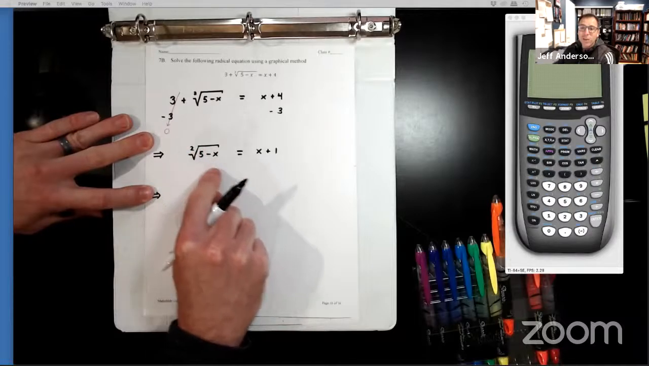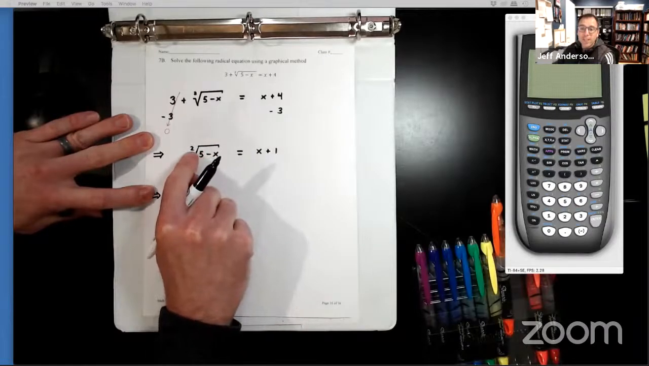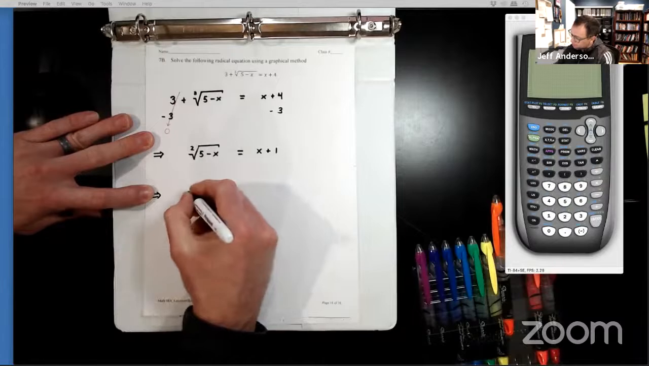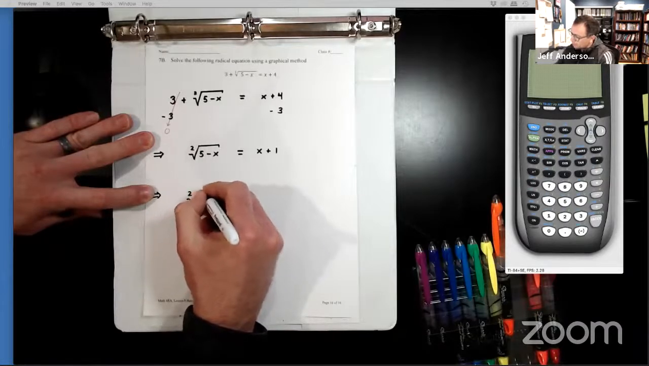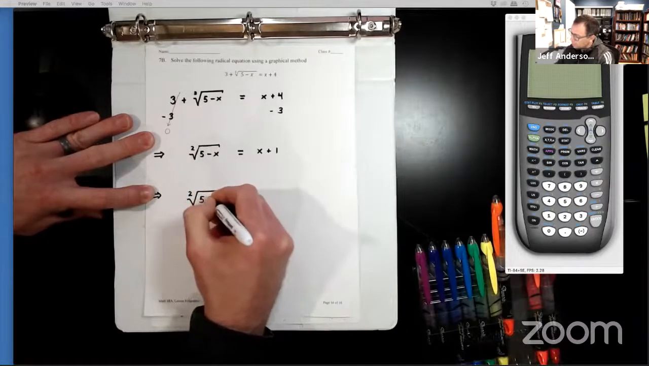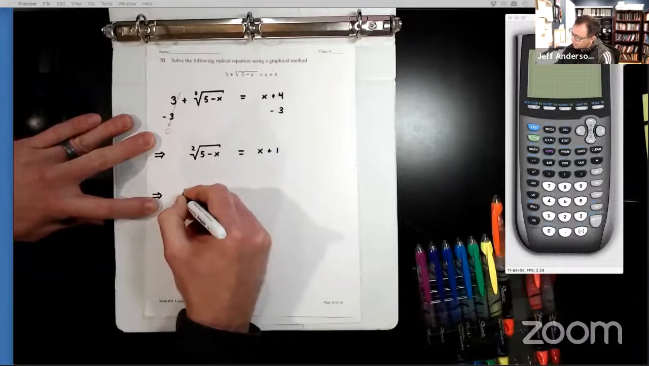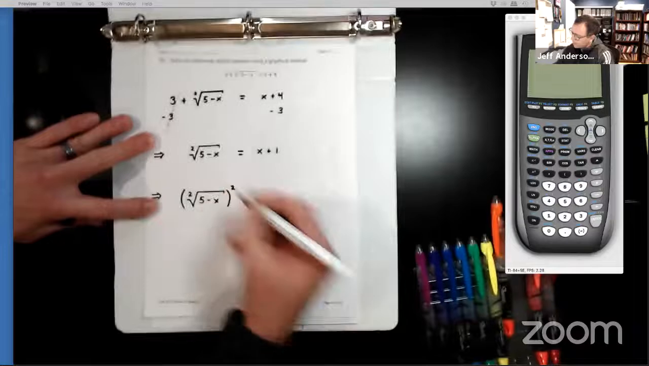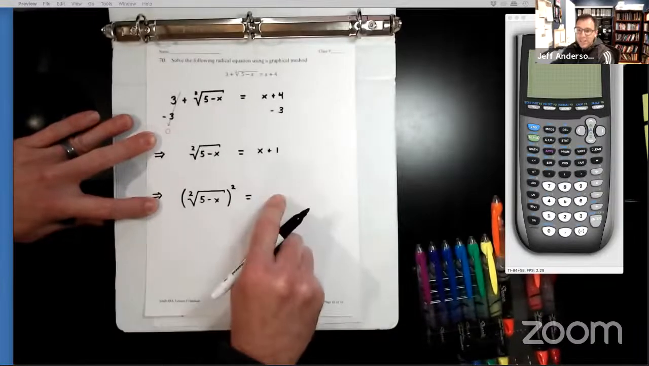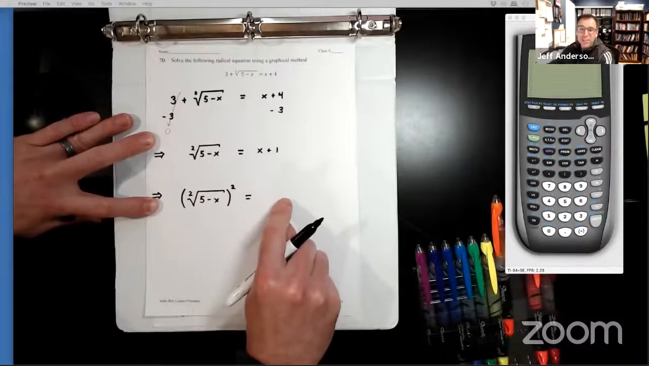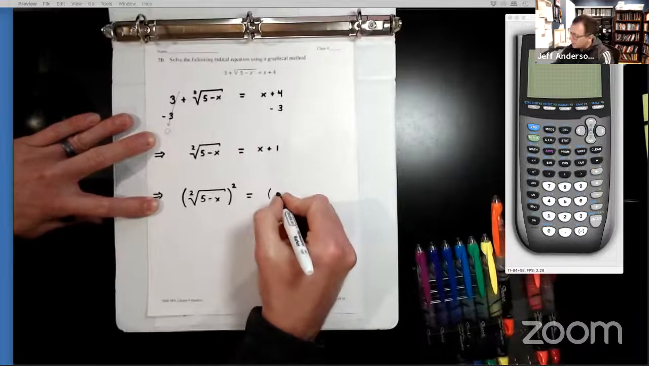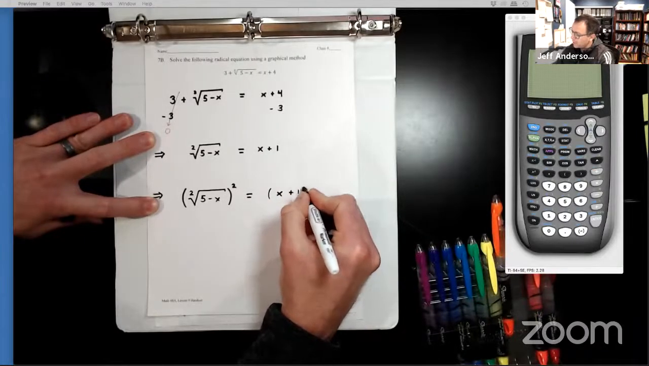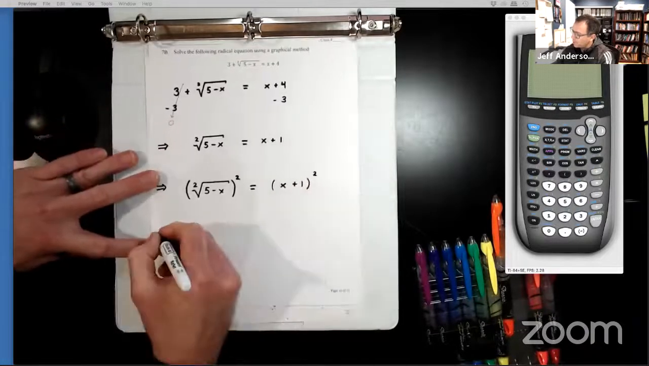So now I want to get rid of the square root because that's kind of a headache. Well, the opposite of a square root is a square. So in other words, to undo square roots, I'm going to square the darn thing. Let's go ahead and square this. If I square the left-hand side, anything I do to the left-hand side, I must also do to the right-hand side. So in this situation, I'm going to say that this is x plus 1 quantity squared.